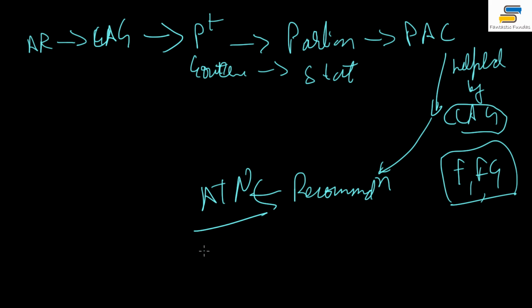And PAC finally prepares the final report, and it also considers the ATNs in it, okay. Action taken notes are also considered, and this way the final auditing is over, okay. And in India, the institution of CAG, as I told you, only audits, okay, it doesn't control. So that is how it goes.